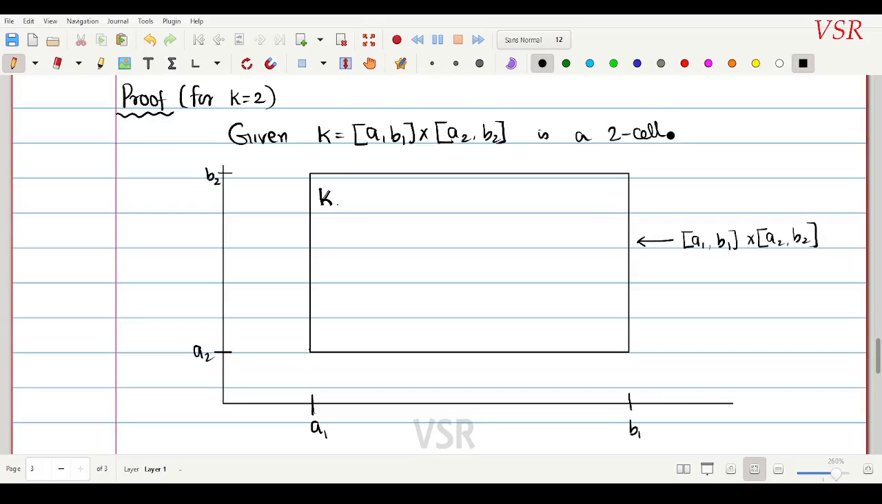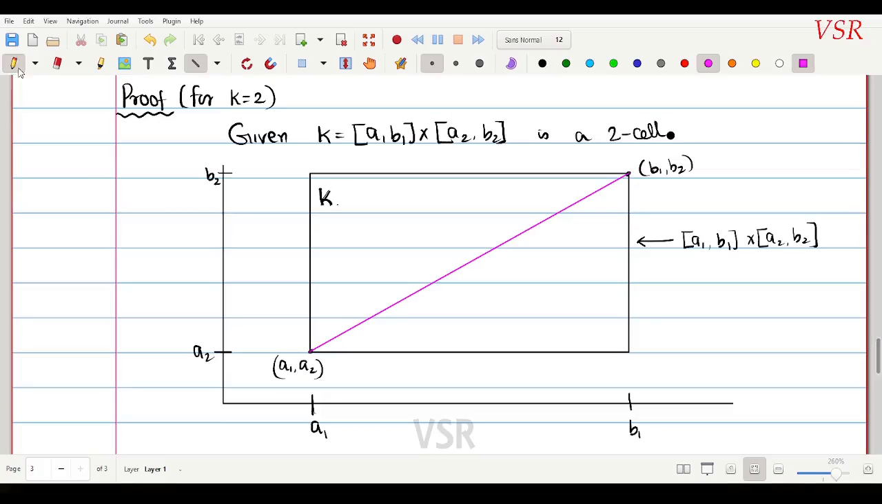And what about this point? This is A1 comma A2. And this point is B1 comma B2. The maximum distance is attained from this point to this point, so the maximum distance will always be from this point to this point. Correct? So this is the maximum distance, and I'll call it delta.